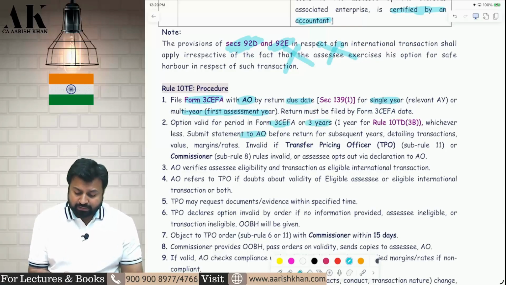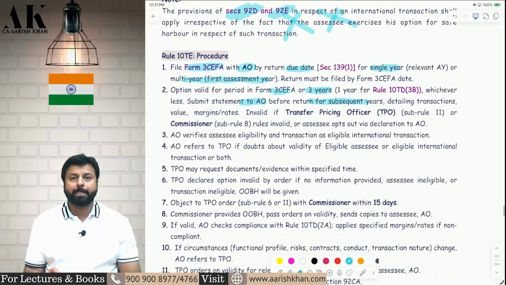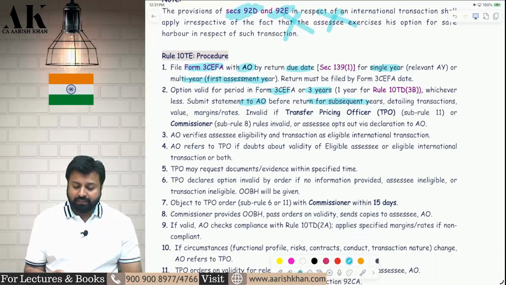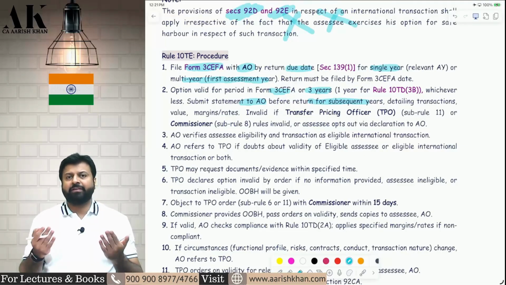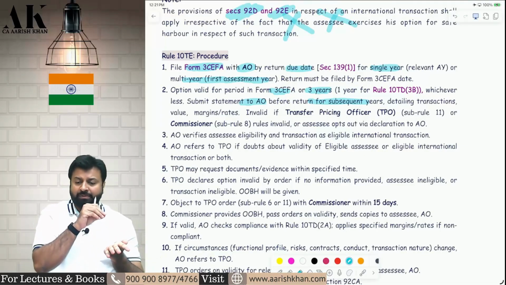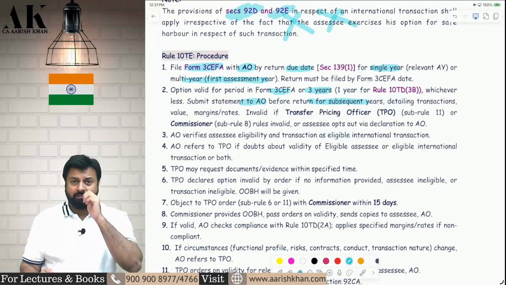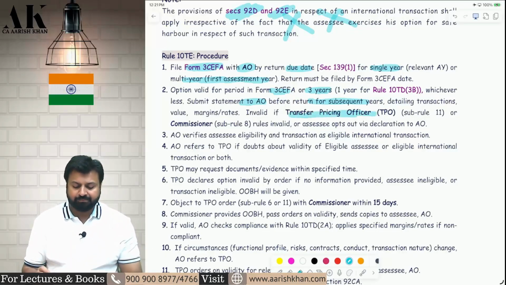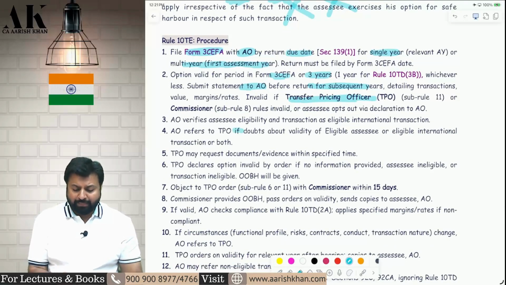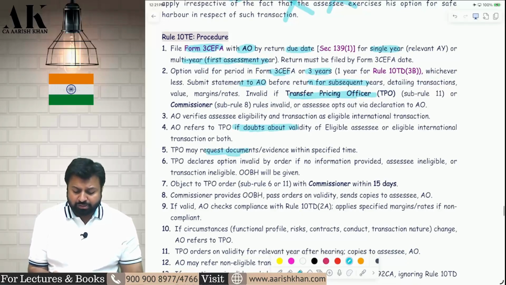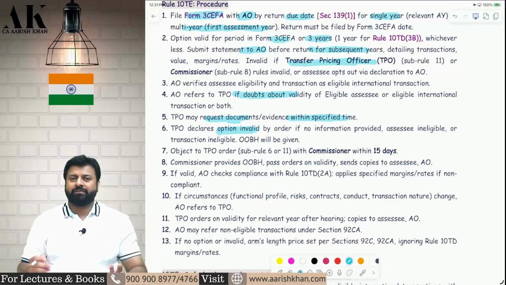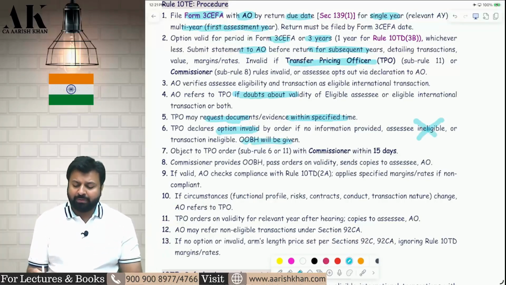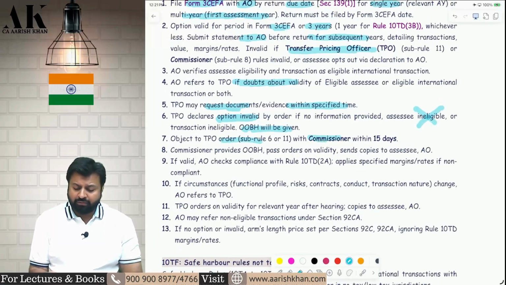You have to give the statement to the assessing officer before the due date of filing of return. After that, the assessing officer may accept the application or he may not accept your application. He will check whether you are doing an eligible transaction or not, whether you are showing proper margin or not. If he has any doubt, he can refer the matter to the TPO. Okay. Then the TPO may request you to furnish some documents. After that, the TPO may declare your application to be invalid. The TPO will say that you are not eligible for safe harbor. He will give you an opportunity of being heard. If you are not happy with the TPO, then you should go and appeal to the commissioner within 15 days.